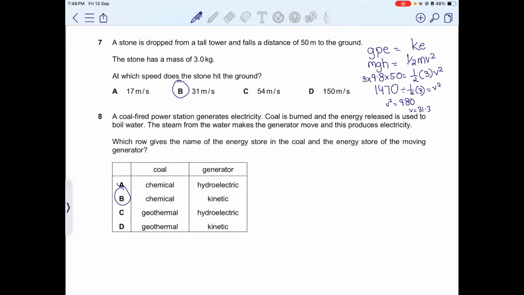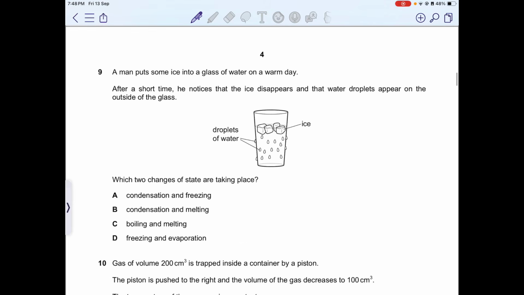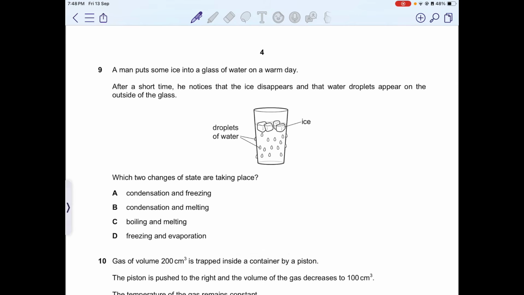So 8B. Moving on. A man puts some ice onto a glass of water on a warm day. After a short time, he notices that the ice disappears and water droplets appear on the outside of the glass. Which two changes of state are taking place? This is a repeated question. If you've done the past papers, you would know that the reason for the ice disappearing is melting, and the reason for the water droplets appearing is that the outside surface of the glass is cold. So whatever vapors are in the air come onto that cold surface and condense. So there's condensation of the vapors outside, and melting of the ice. So it would be 9B.